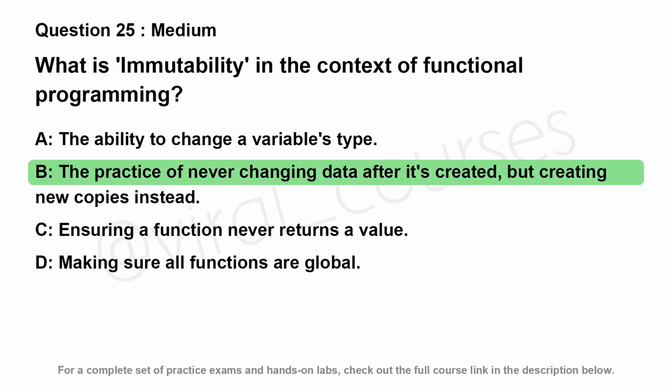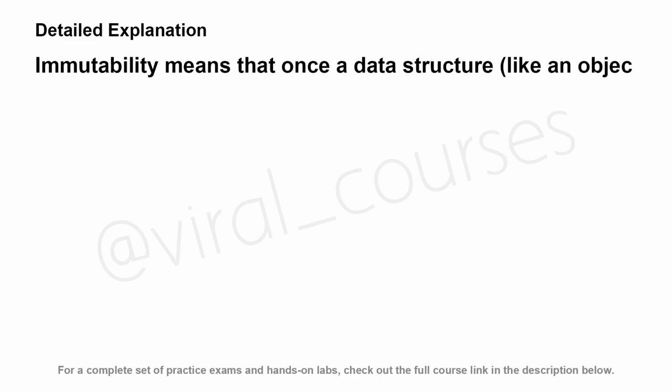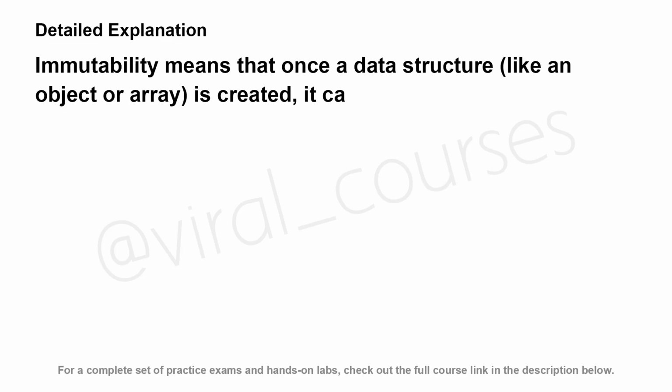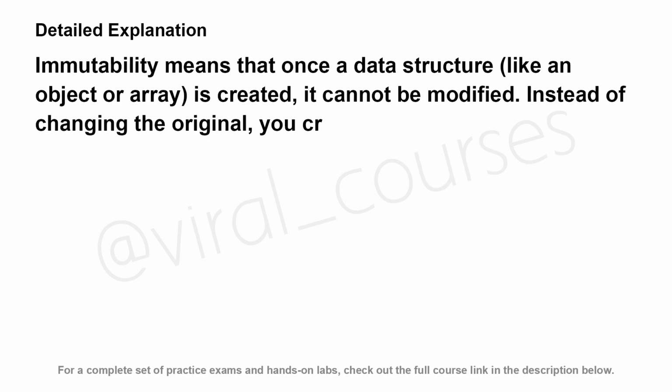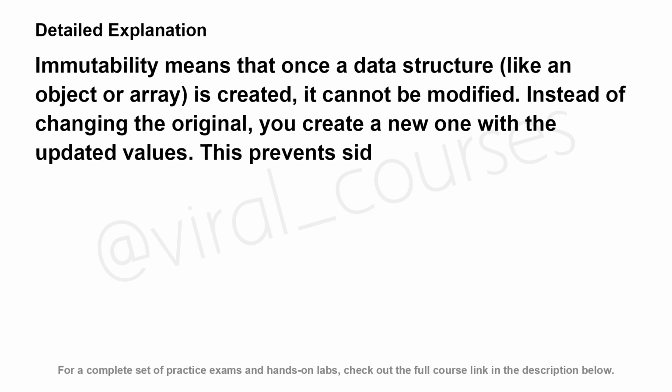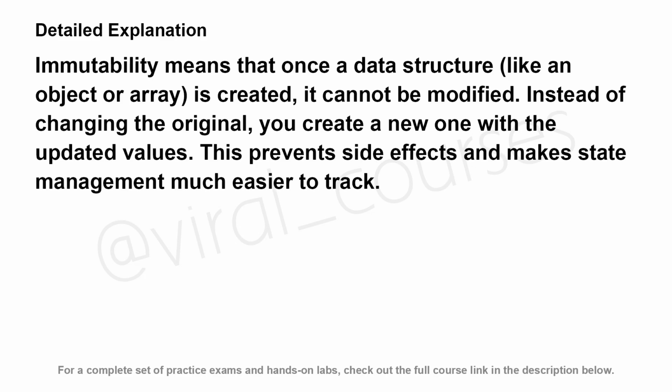The correct answer is B. Immutability means that once a data structure, like an object or array, is created, it cannot be modified. Instead of changing the original, you create a new one with the updated values. This prevents side effects and makes state management much easier to track.